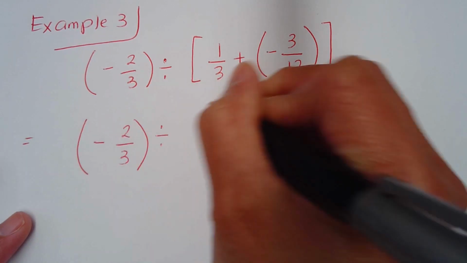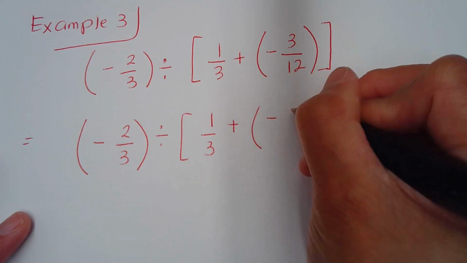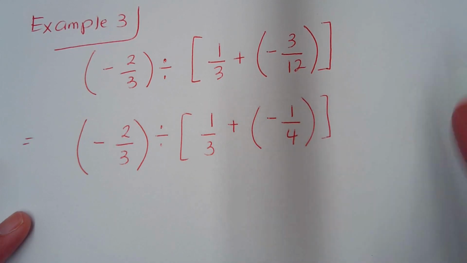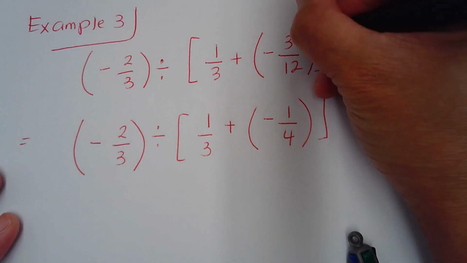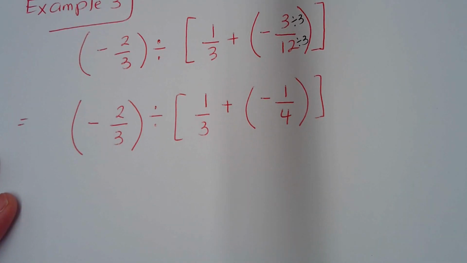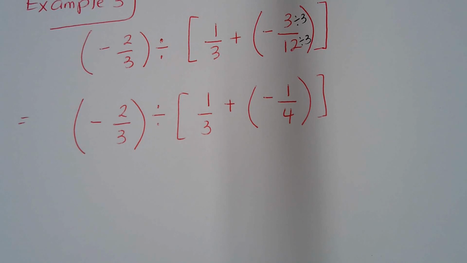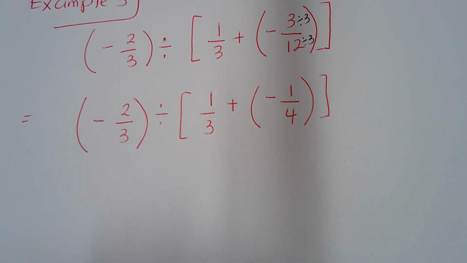Who wants to do big numbers? I don't. So -1/4. Before I move on, is everybody okay with this? What just happened here? We divided by 3, divided by 3 to get 1/4. Do you have to do it that way? Technically, no. You don't have to, but this would make our life a little bit easier, because we're dealing with smaller numbers rather than big numbers.